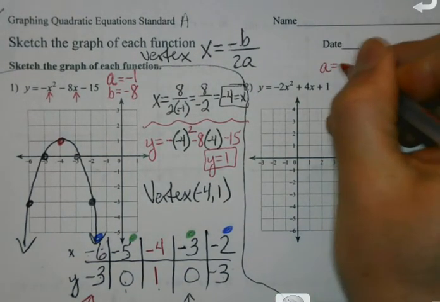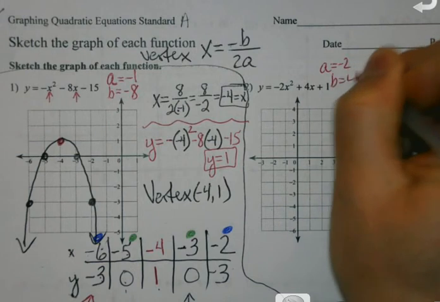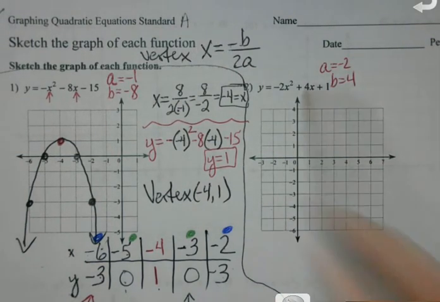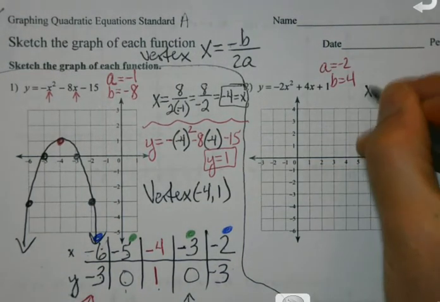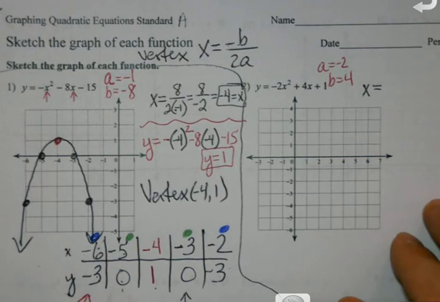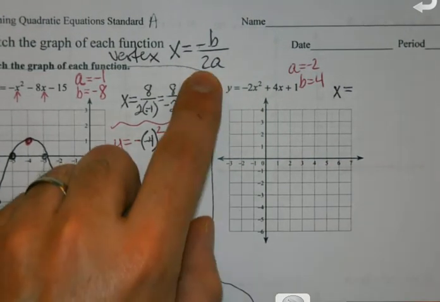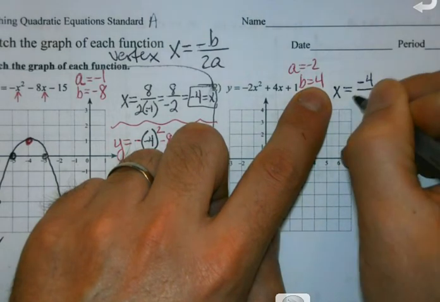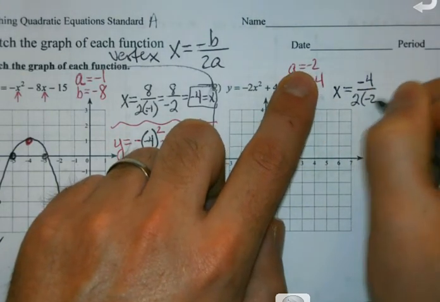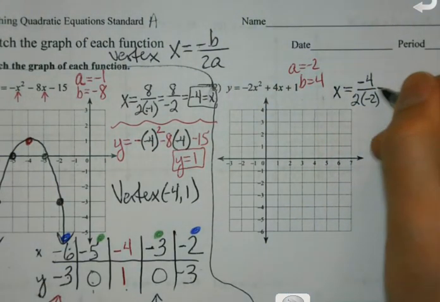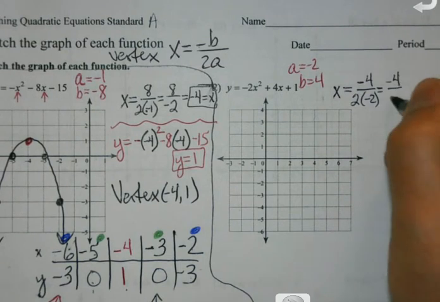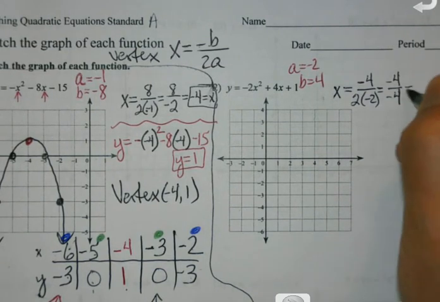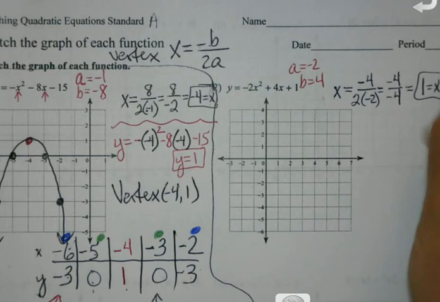Get my a and my b values from the equation, the number in front of x squared, the number in front of x. And once you've done that, I'm going to have to do my one bit of work here. I got to find x. And I do that with this -b over 2a formula. Because once I have that, I get my x.